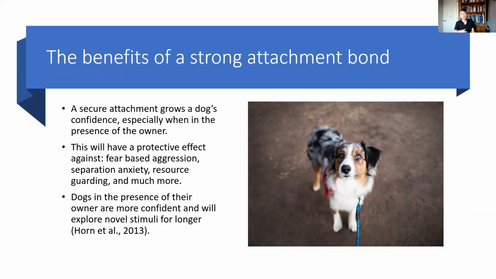And for this reason, having a strong attachment can have a protective effect against things like fear-based aggression, but also separation anxiety, resource guarding, and much more that we unfortunately don't have time to talk about today. But it's again a really good way to prevent issues in dogs.